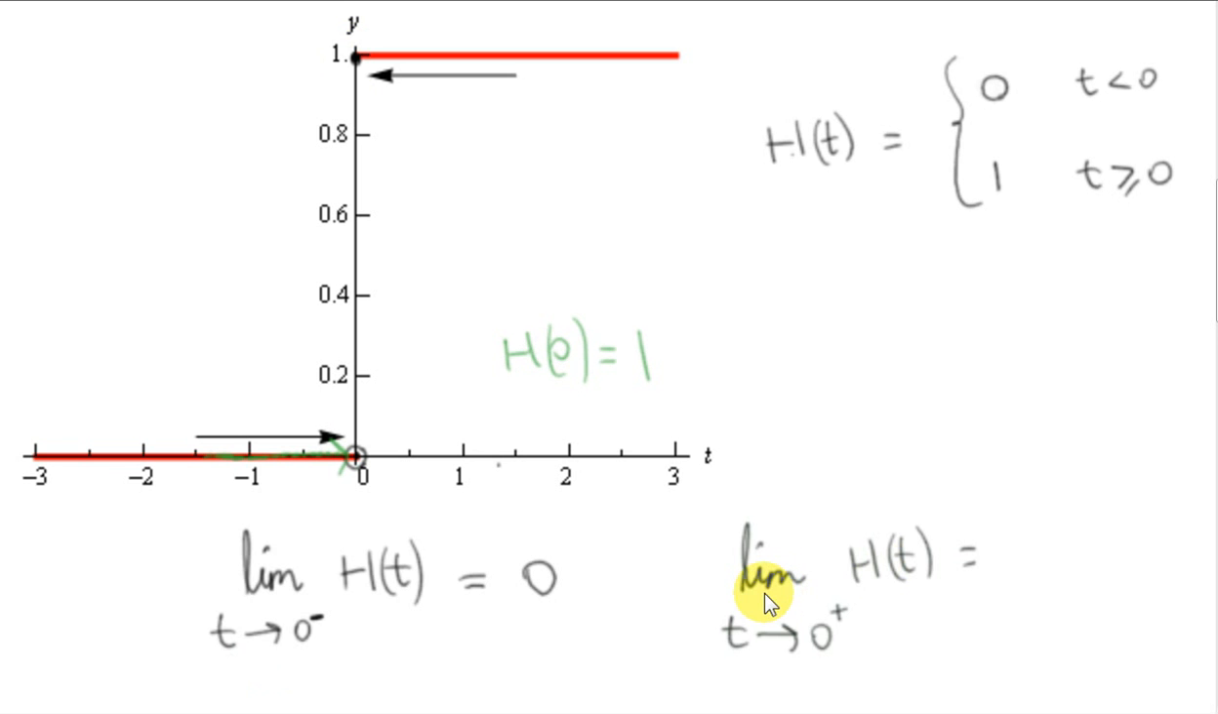Similarly, we can talk of the limit as t approaches 0 from the right of h of t. We indicate that by putting a plus sign next to 0. So we are approaching 0 from the right hand side, and as you can see, h of t appears to be approaching 1, and indeed it is.